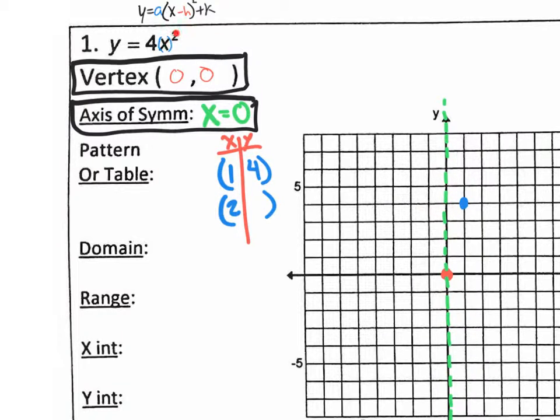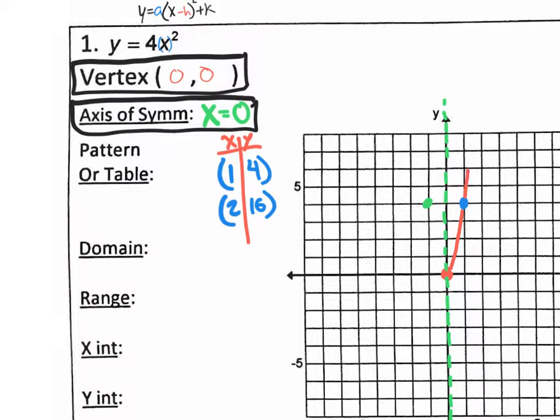2 squared is 4, and then 4 times 4, 16. So we know that that's way off the graph, right? 2, 16 is way up here somewhere, right? So we don't need to actually plot it, but just keep in mind that it is somewhere up here. So map the blue dot over to the other side of your axis of symmetry and draw your parabola.